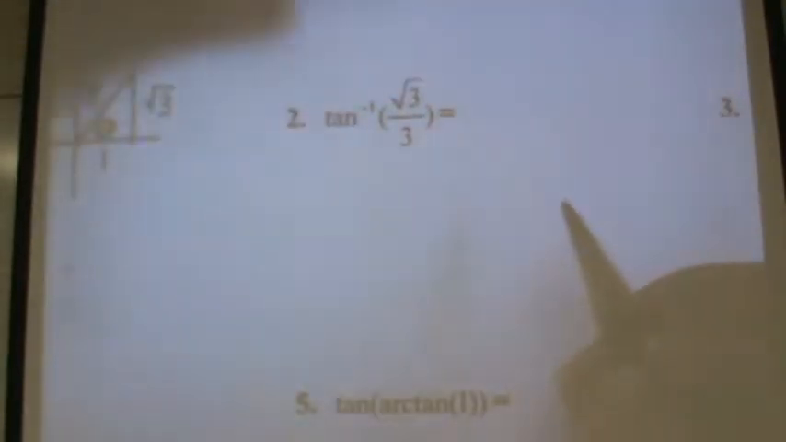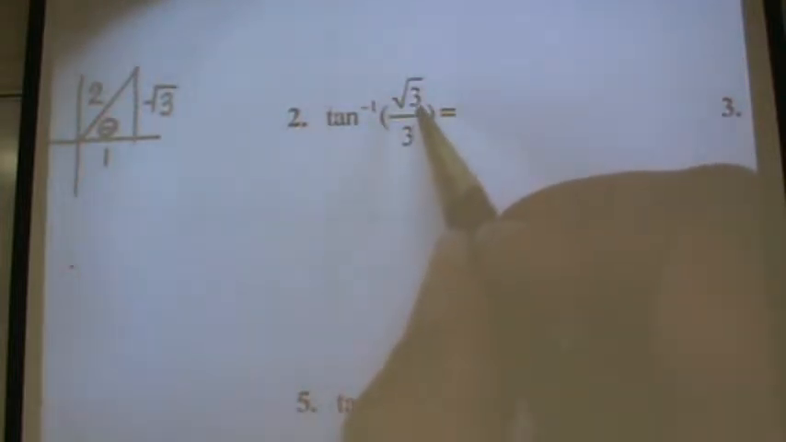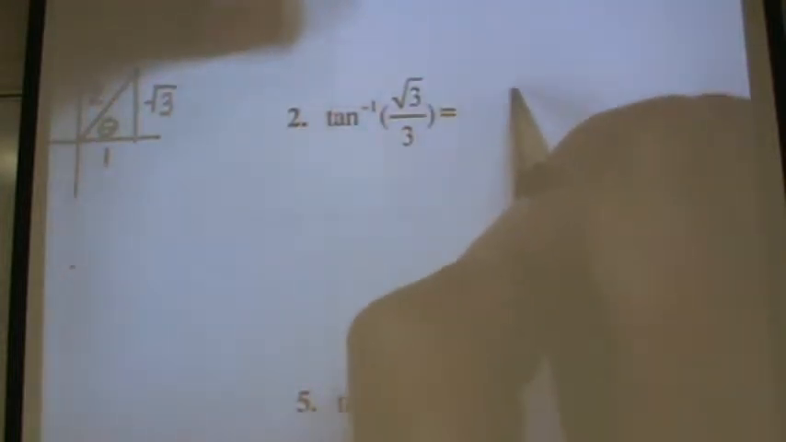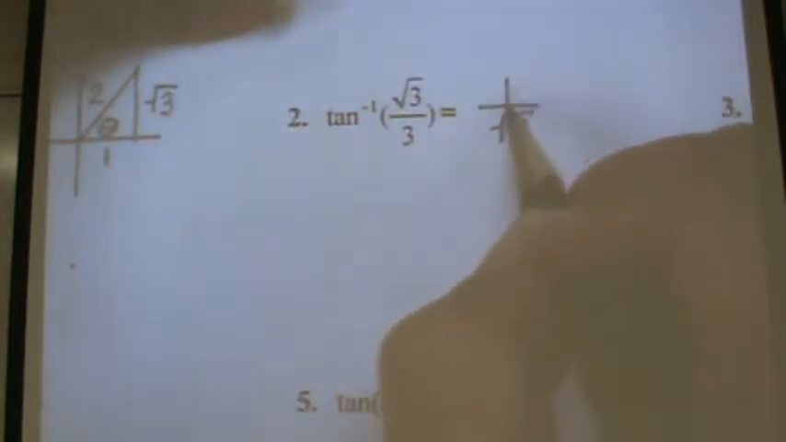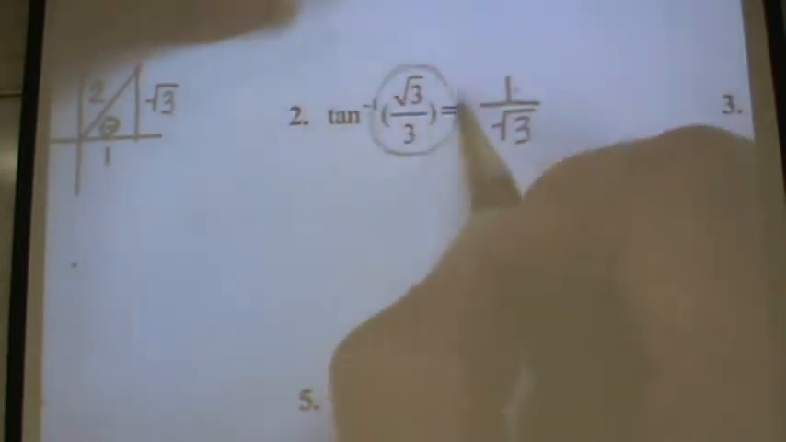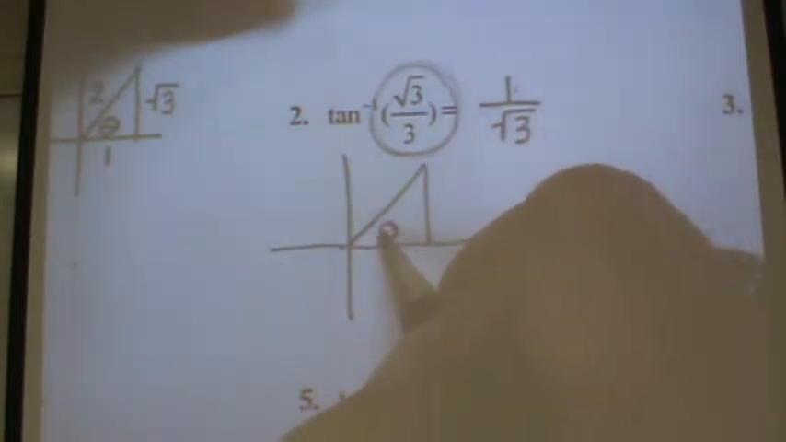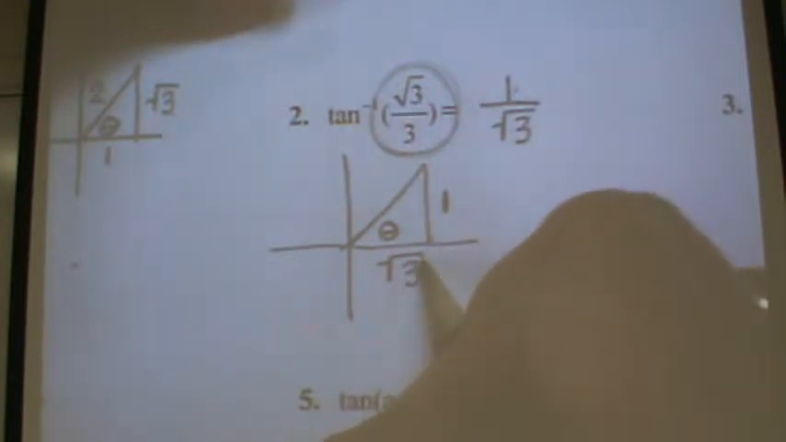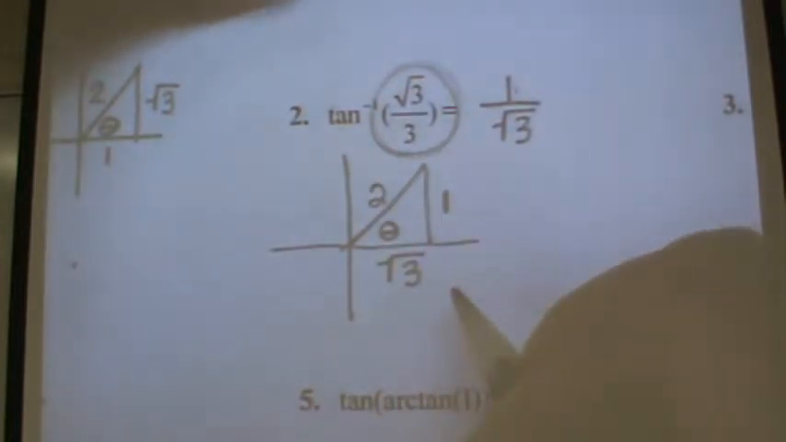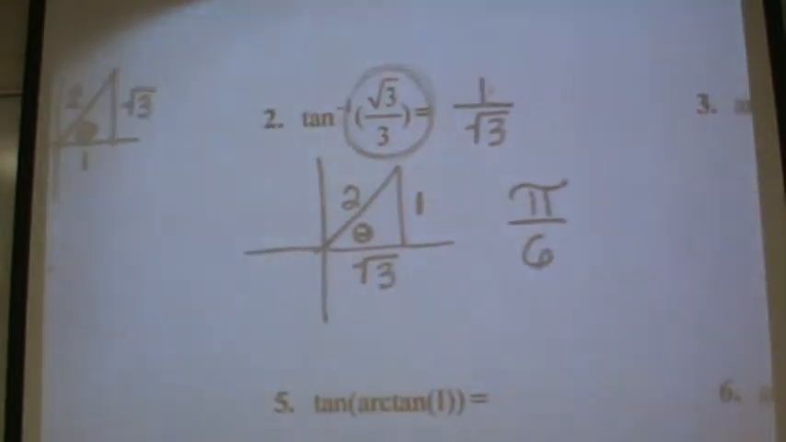Okay, now, what's up with this one? If you have to, on these ones that are rationalized, unrationalize it. This is the same as 1 over root 3. Root 3 over 3 is the same as 1 over root 3. So, again, this is a positive ratio. I want to know what angle am I whose side opposite over adjacent is 1 over root 3. What angle am I? A 30. Pi over 6. Beautiful.